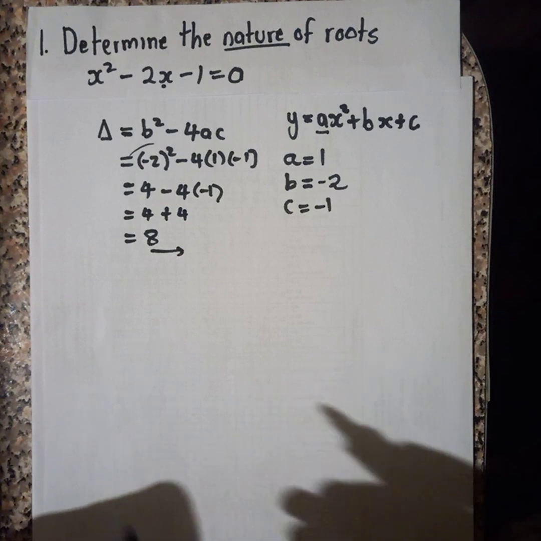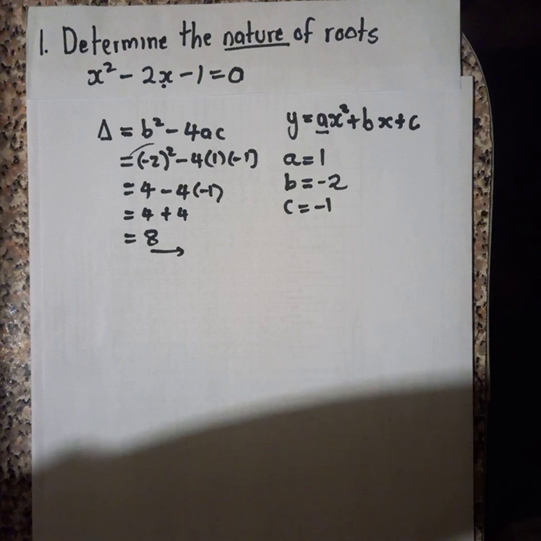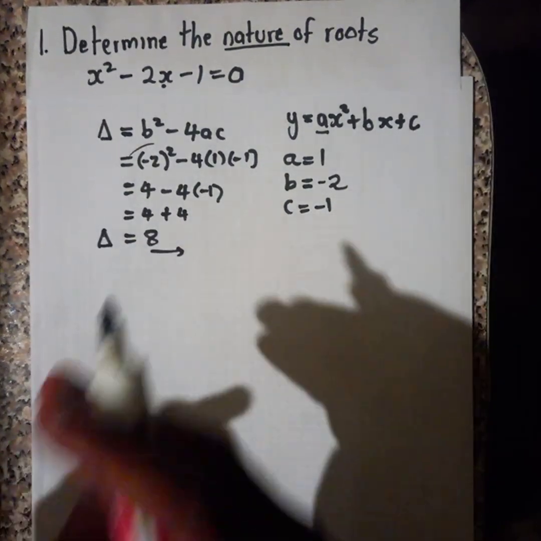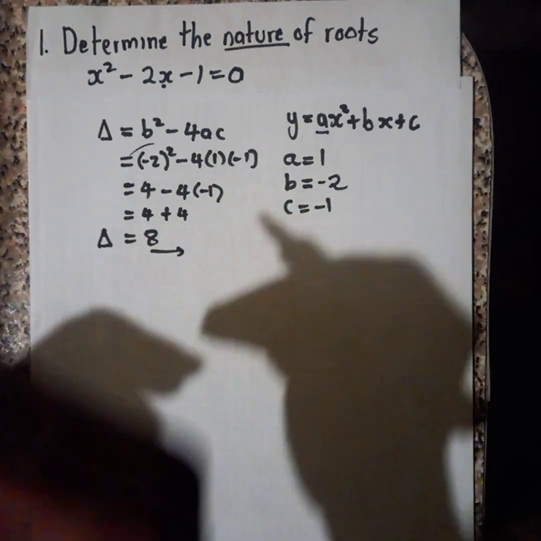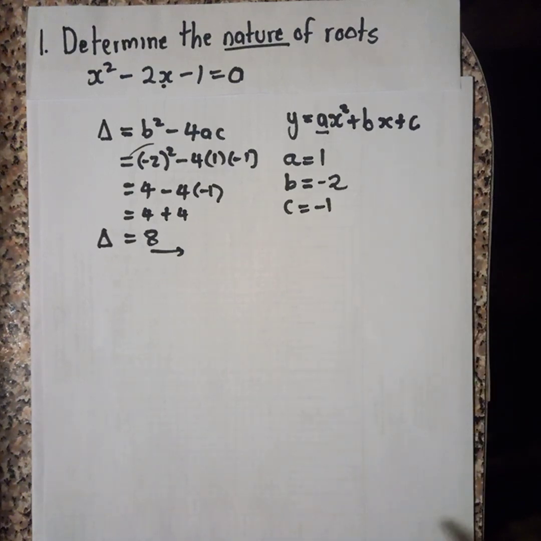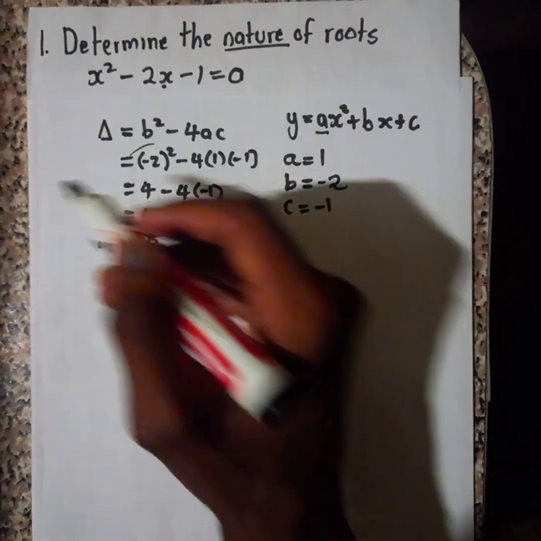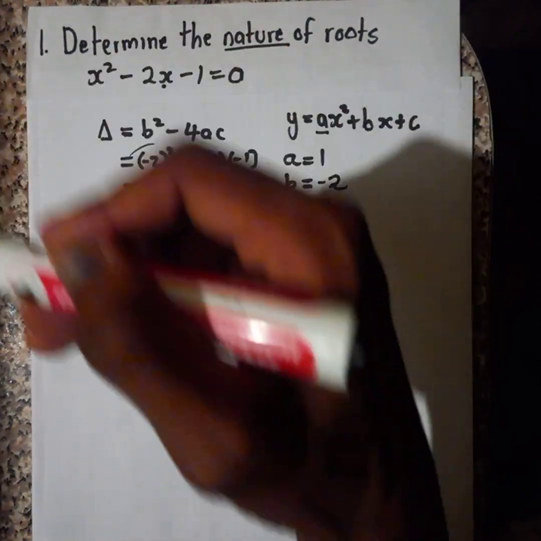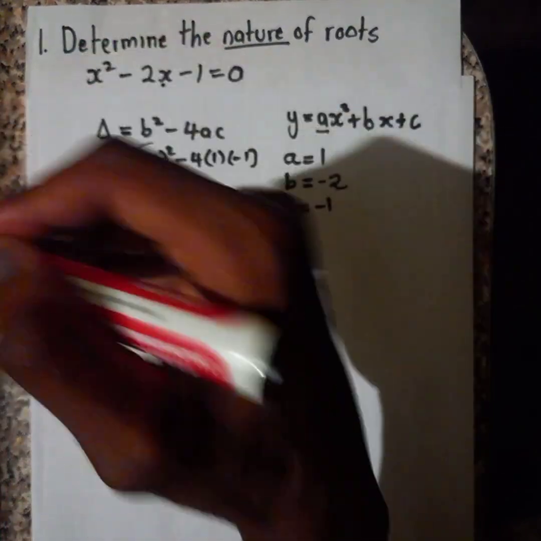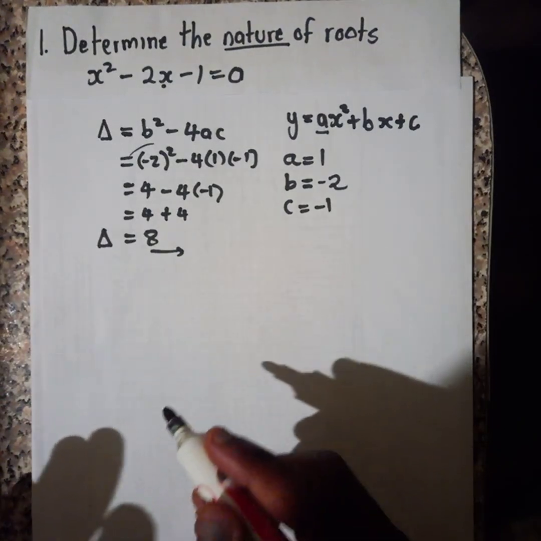Do you get this, my fellow learners? Then from here, we are not done. This value 8 represents our discriminant. Then we are going to use those conditions we spoke about earlier in order for us to determine the nature of roots. At this point, we haven't yet answered the question. You understand, my fellow learners? Then listen. Now it's so simple.